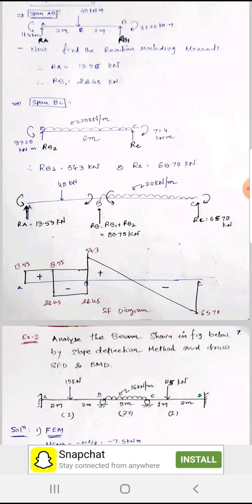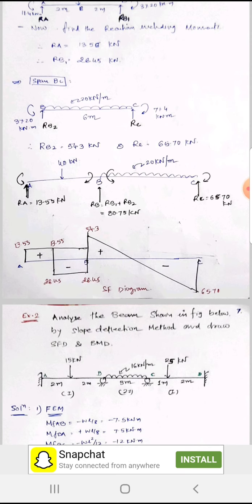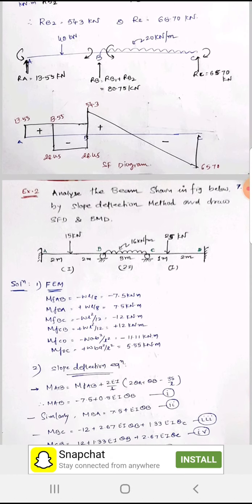Reaction at A is 13.55, and reaction at B is the sum of reaction at B due to the first span and reaction at B due to the second span. It is 80.75, and at C that is 65.70. So we are getting the shear force diagram. It is like that, and we know how to draw this shear force diagram.